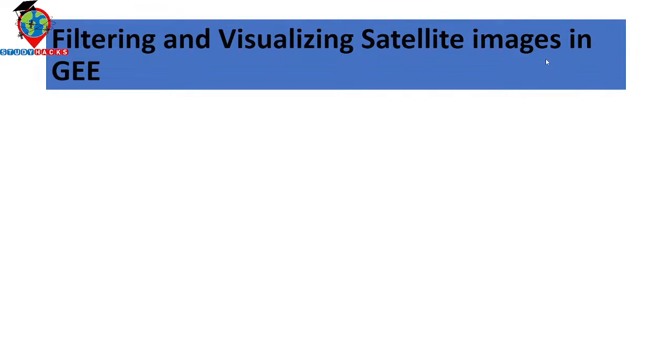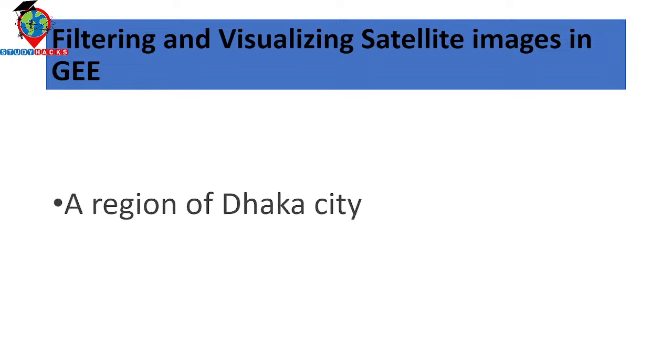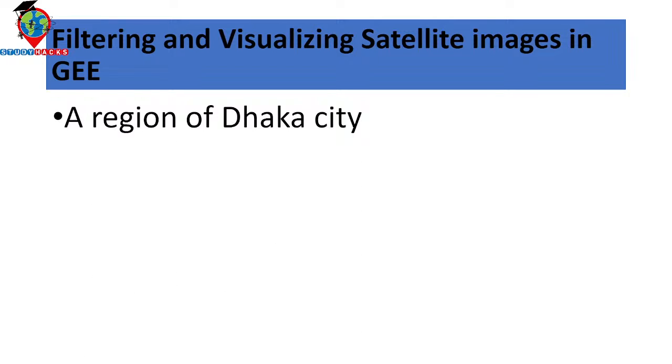So mainly, filtering and visualizing the satellite image in the Google Earth Engine platform. When you want to filter any satellite image, whether Landsat or Sentinel, it depends on some factors. One factor is the region of interest. Suppose you need the satellite image for Dhaka city, or for any specific boundary. So the first factor is your boundary or your study area.